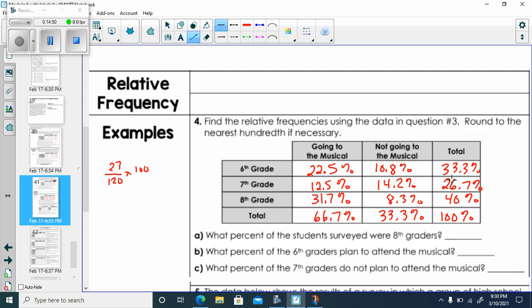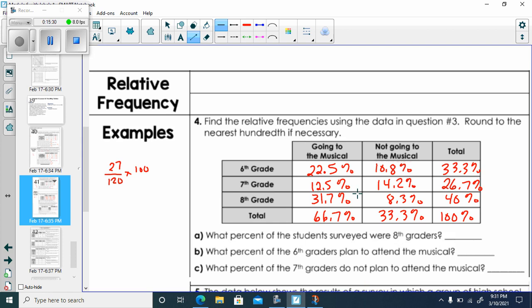If you add this up, it should give you 100. 33.3 plus 26.7 plus 40 would give you 100, okay? It gives you 100 this way, 100 this way, right? These should add up to 33.3. Let's check. 10.8 plus 14.2 plus 8.3, 33.3. These should add up to 66.7. Let's see. 22.5 plus 12.5 plus 31.7, 66.7.